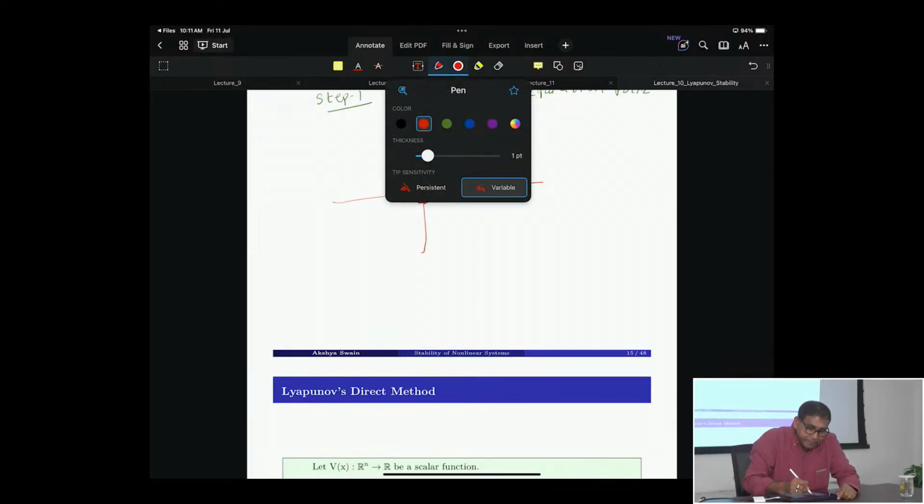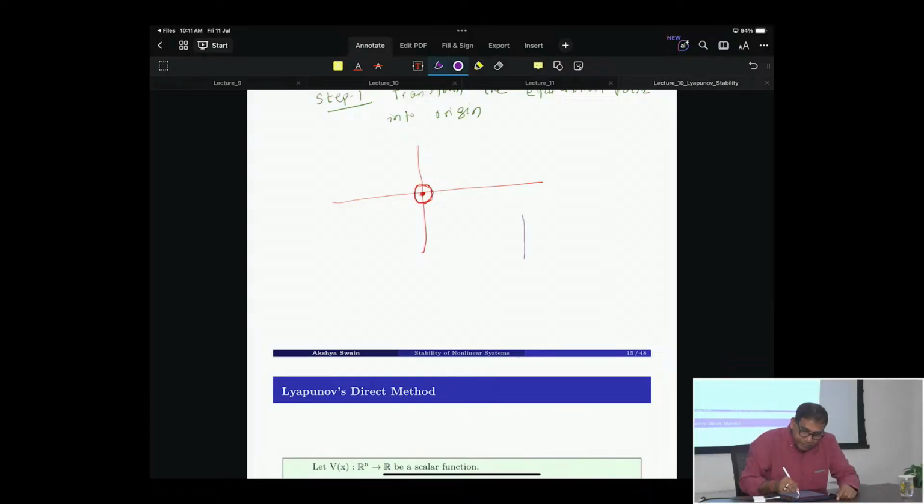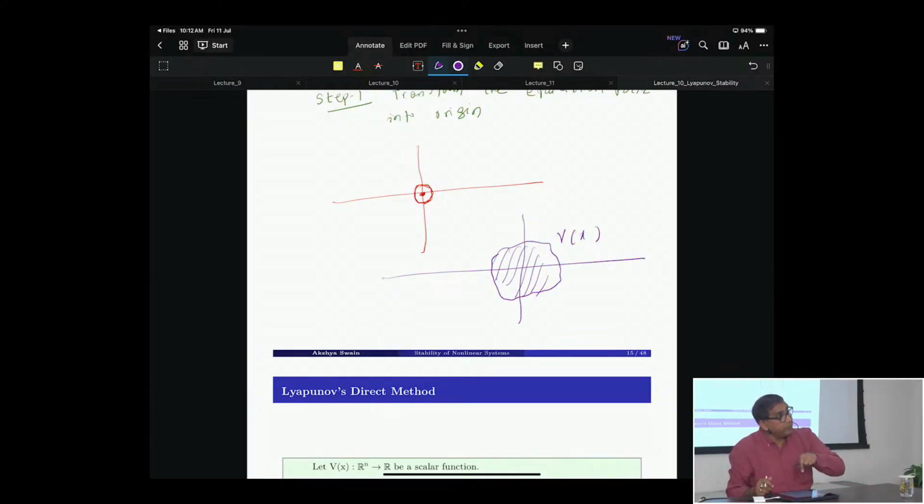But what happens? First you assume a Lyapunov function, then you differentiate. If it is negative, the system is stable, right? That Lyapunov function will decide the range. This is the Vx function. That means the system is stable if you operate not around the equilibrium point, but in this particular region.